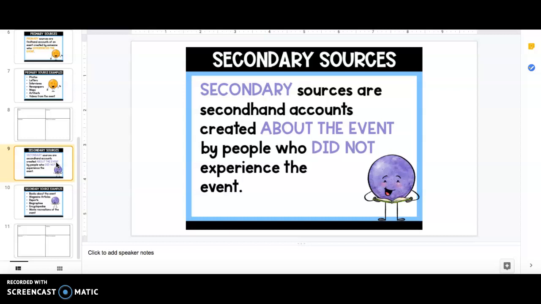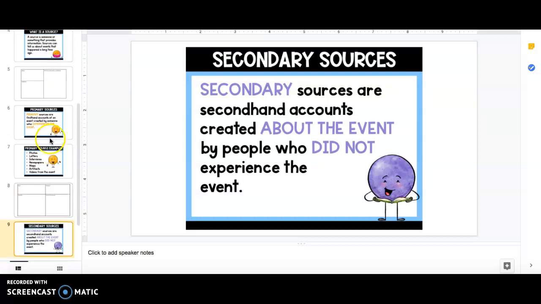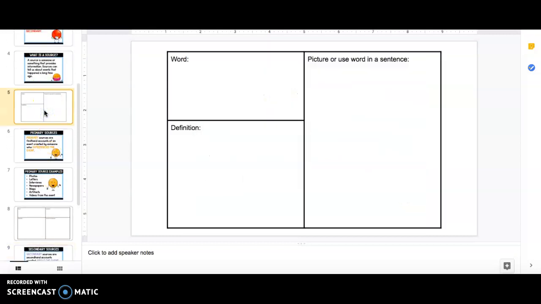Every vocab term and definition is followed by an organizer you are expected to fill out for the assignment.